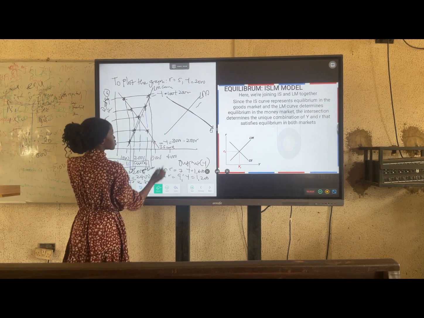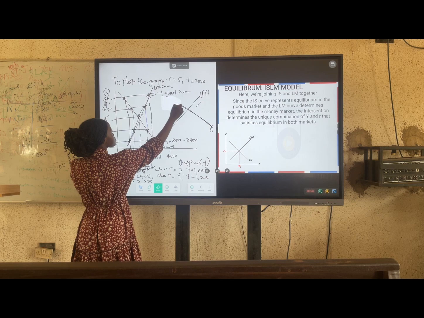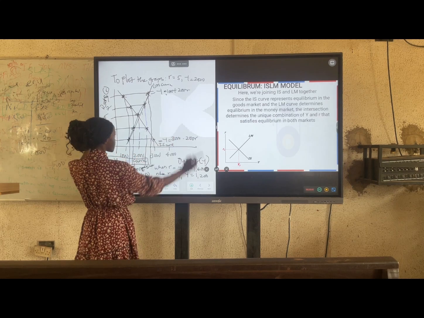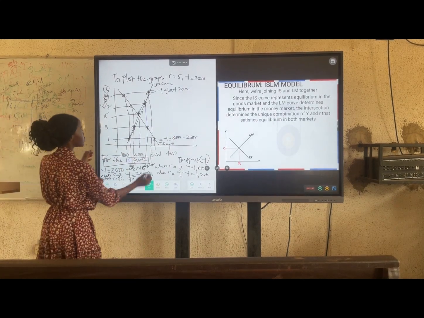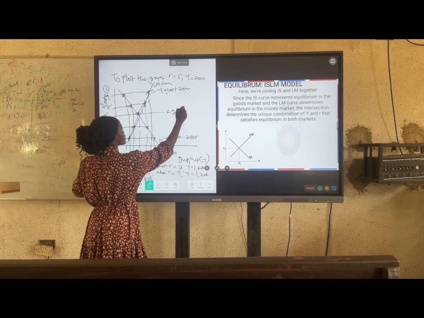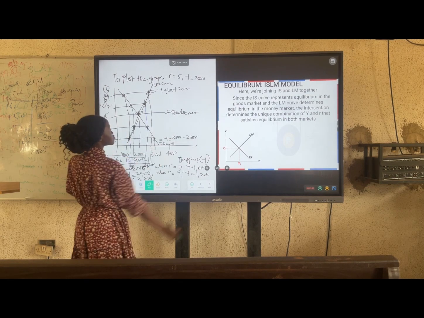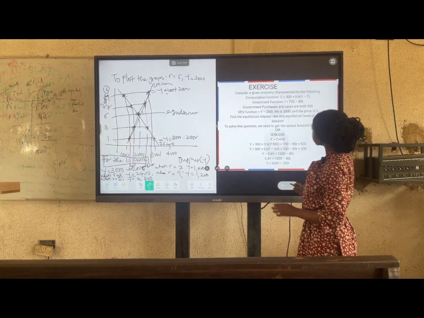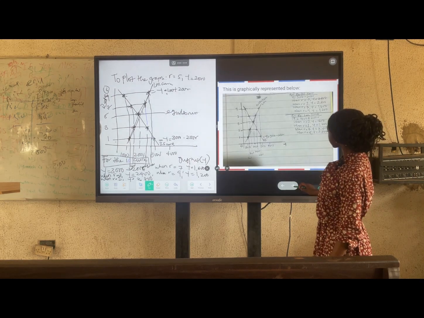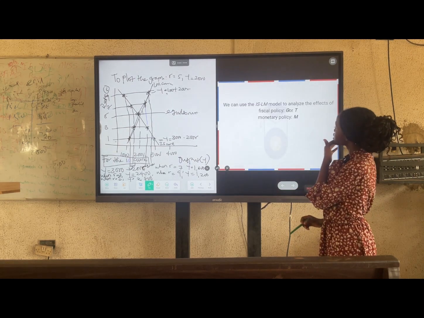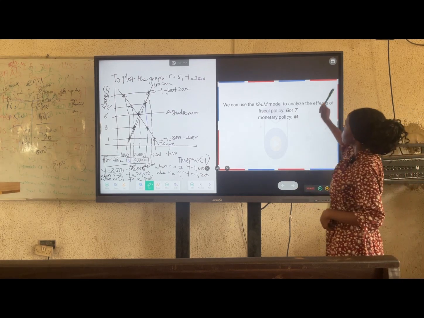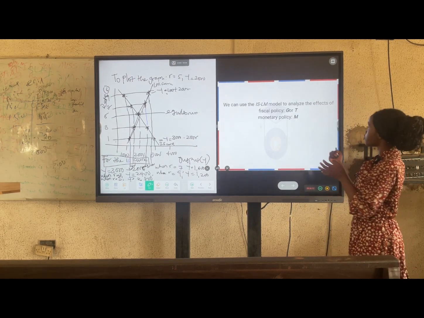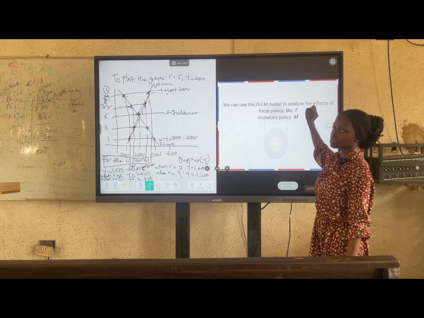You always have to label your curves when you're done, for us to know this is the LM curve and this is the IS curve. You can either write the names of the curves or write the equation for the market. So we're going to be moving on. We can use the ISLM model to analyze the effects of fiscal policy, that's government taxes, and monetary policy for the money market. Fiscal policy affects the goods market, while monetary policy affects the money market.